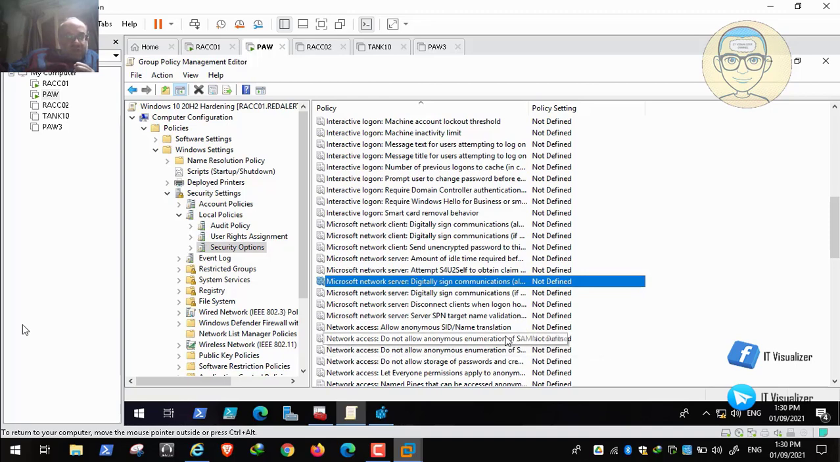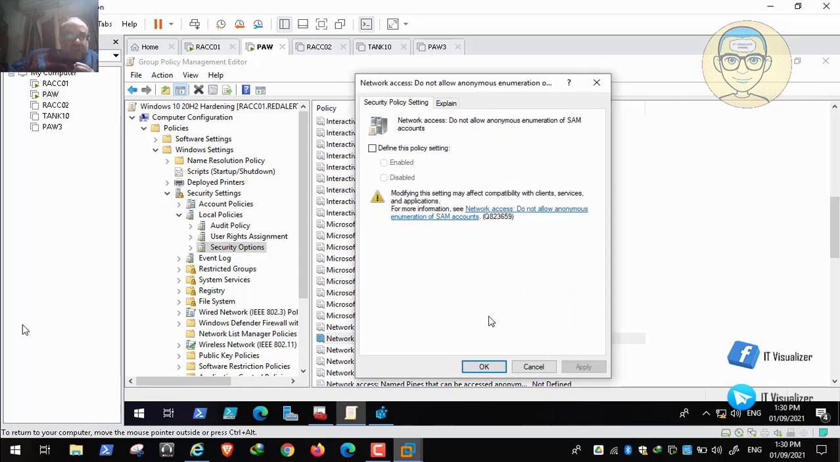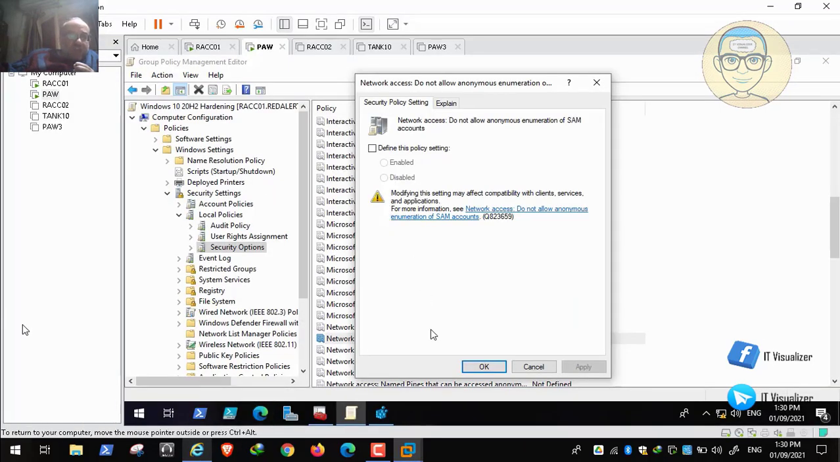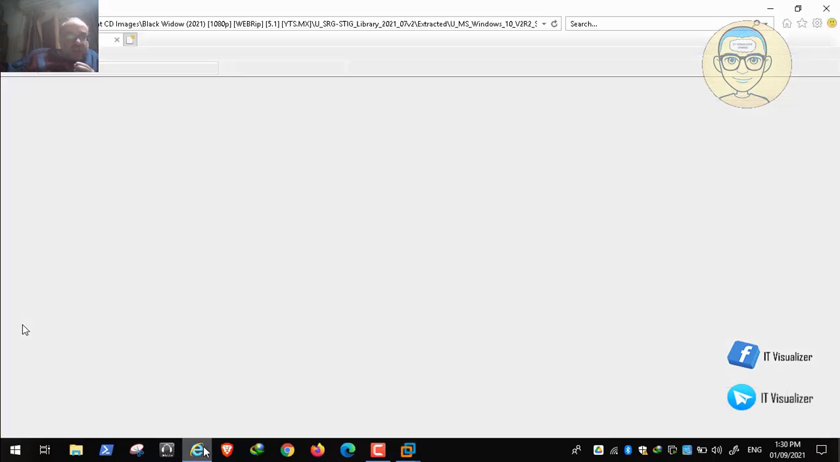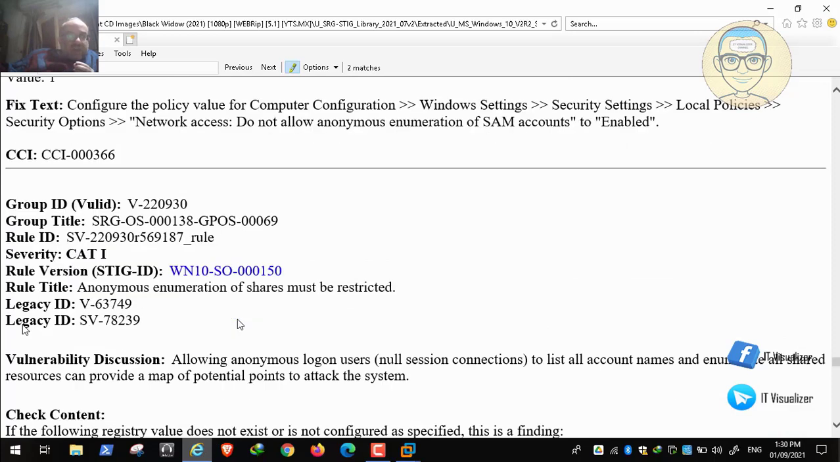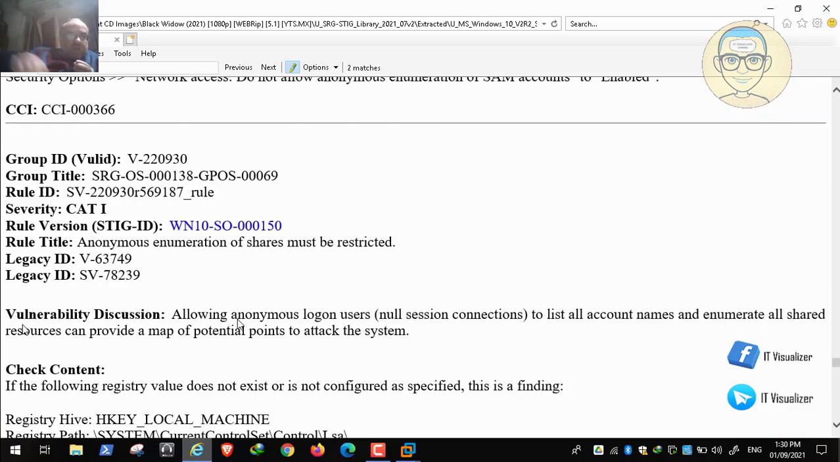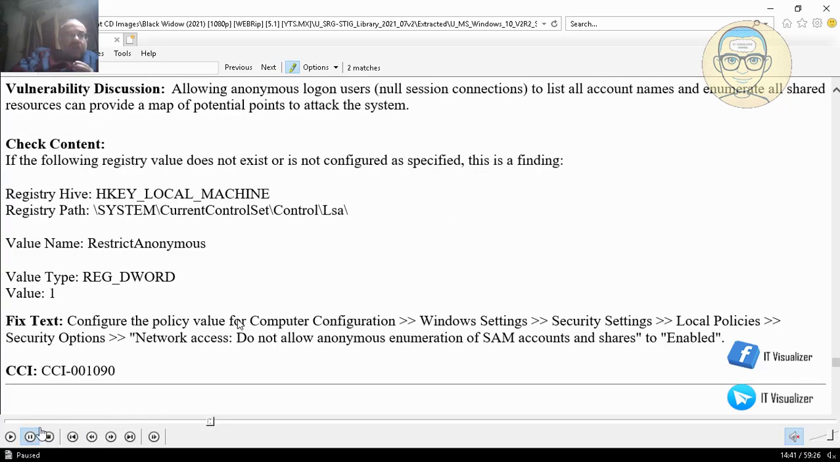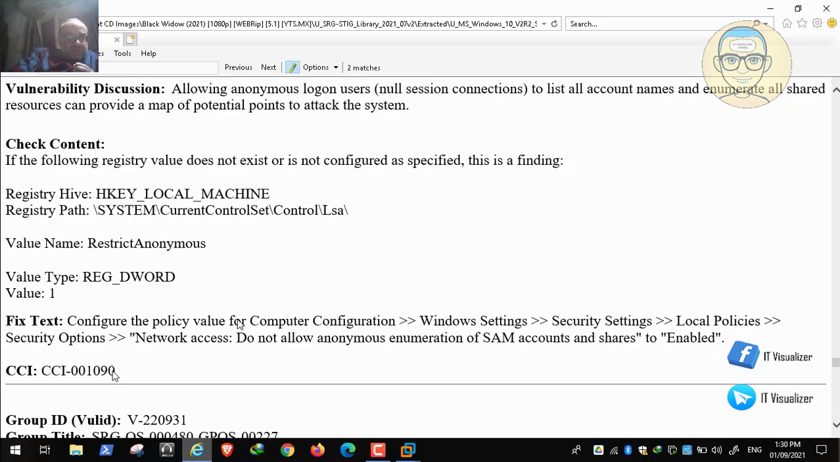This is for the SAM accounts, for the Active Directory or local users, and also this is done for the shares. So a user should not see a list of the shares that the recent users have access to. So this should also be closed. Anonymous enumeration of shares must be restricted, so we don't need to see a list of users displayed for any user trying to access the machine, and also a list of shares.